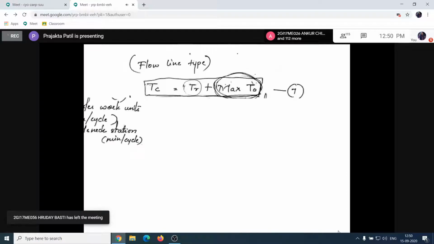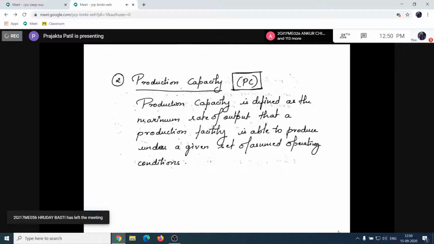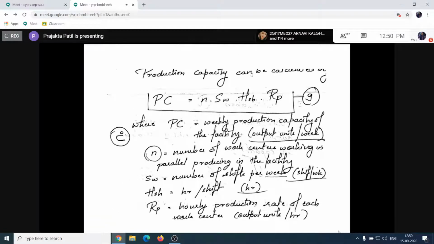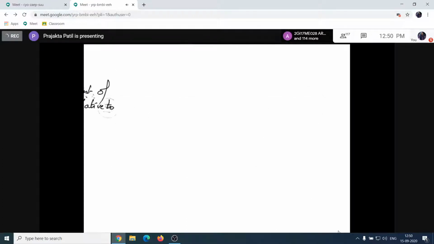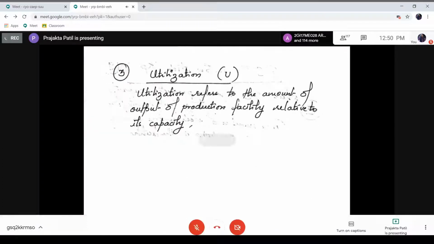After production rate, we discussed what is production capacity, and we have seen the equation to find production capacity as well. So now I shall continue with what is utilization.